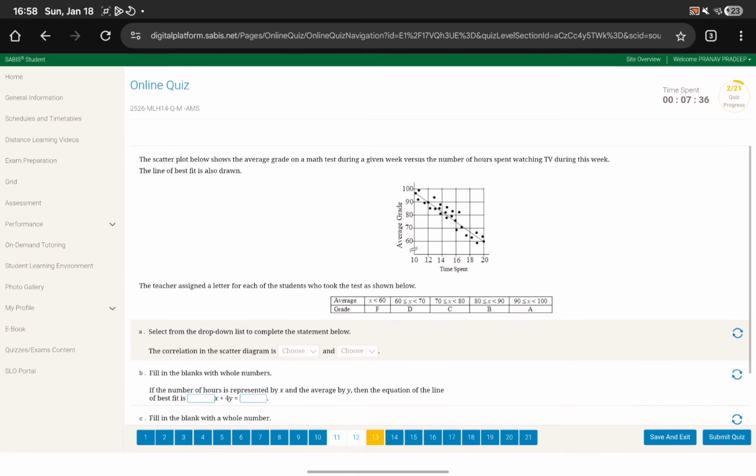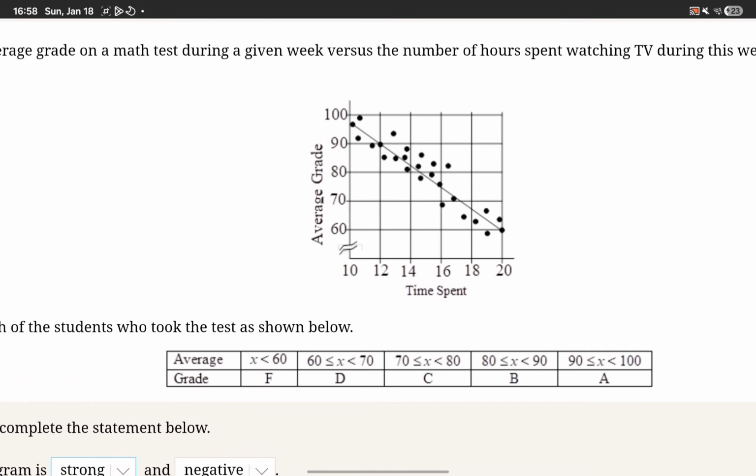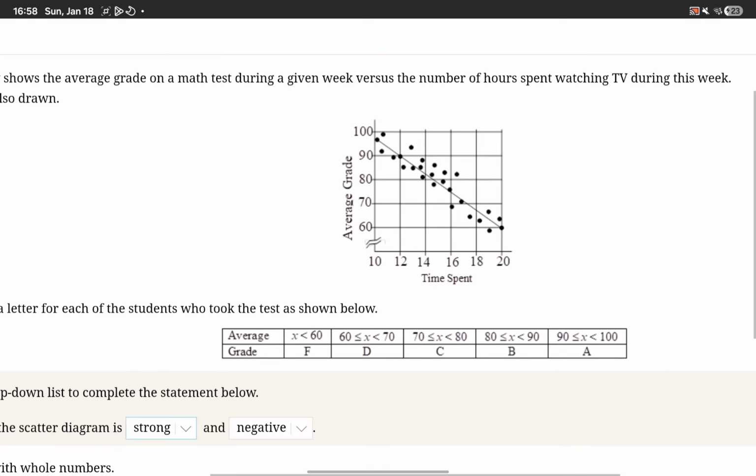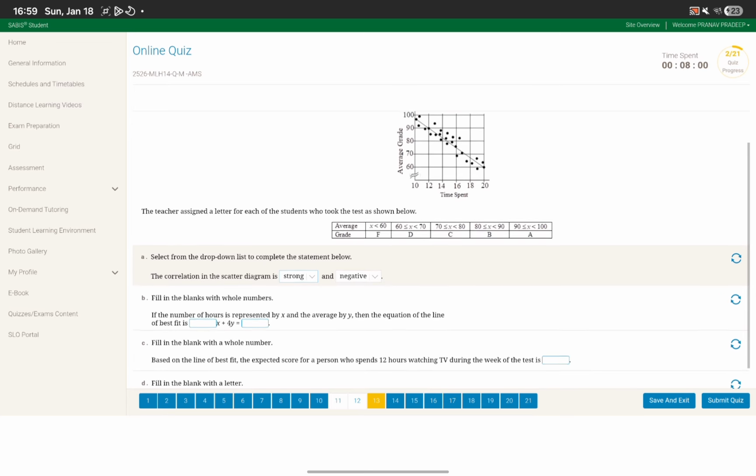Okay, this is a scatter plot, scatter diagram. So now here they're asking for the correlation. Whenever you see a downward slope, it's negative and it's strong. What strong means is that the points are densely packed all around the slope, so when you see that, it's always strong. Okay, if the number of hours is represented by x and the average by y, then for the equation of the line of best fit, first you need to find the slope. Once you find the slope, it's really easy. I'm just going to quickly write it down.